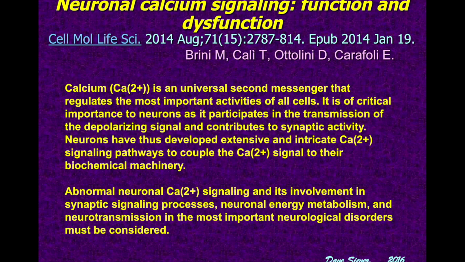Neurons have thus developed extensive and intricate calcium signaling pathways to couple the calcium signal to their biochemical machinery. Abnormal neuronal calcium signaling and its involvement in synaptic signaling processes, neuronal energy metabolism, and neurotransmission in the most important neurological disorders must be considered. A lot of science has neglected to look at this, and so it's becoming something that's emerging in the research now as something we must take a serious look at.